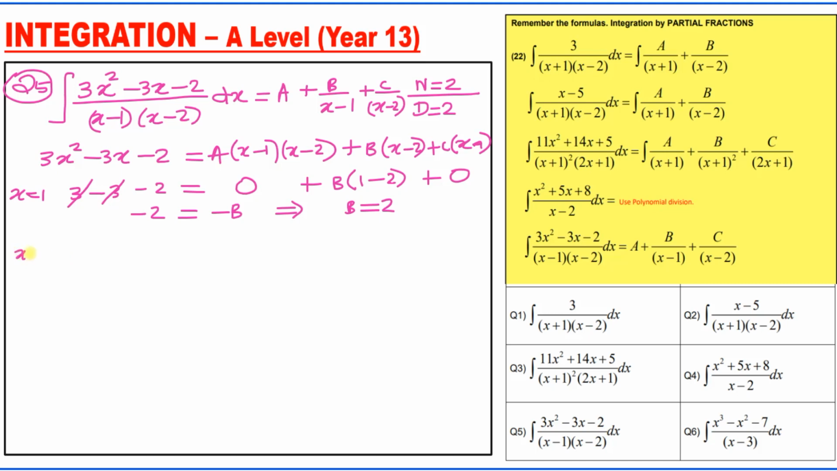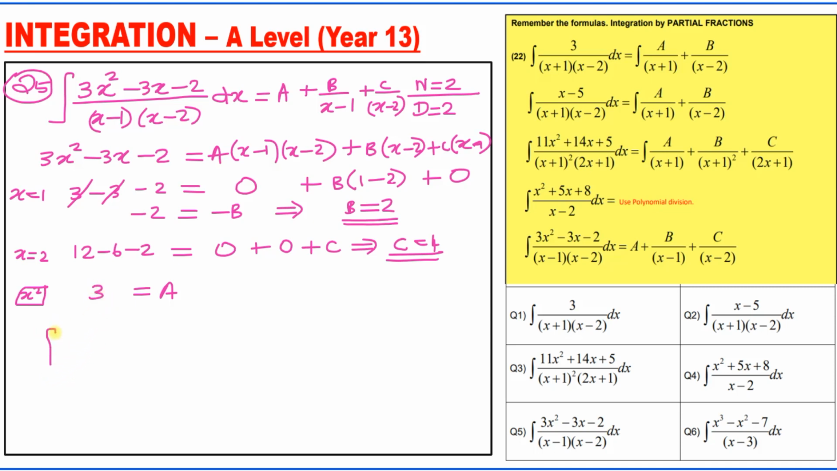And x equal to 2 means 12 minus 6 minus 2, and that gives 4. The first term is 0, and the next one is also 0, and the next one is 2 minus 1, which is 1c. So that gives c equal to 4, and b equal to 2, you can find out. And now we equate the coefficient of x squared. On the left-hand side you have 3, and on the right-hand side, a is the only one that produces the x squared, so a equals 3. So that is the answer.